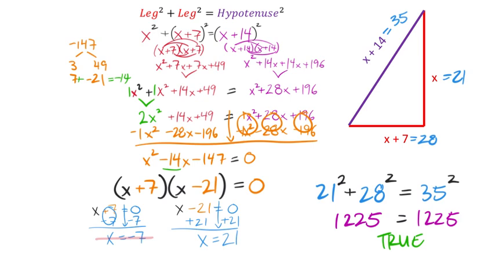They shouldn't want any negative values on this, so we're just going to say this one. X is 21. They didn't give units on that, so we'll just say, I guess, X is 21. Solve for X. That's what it said originally.